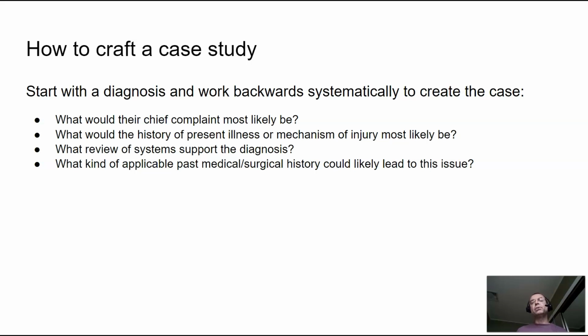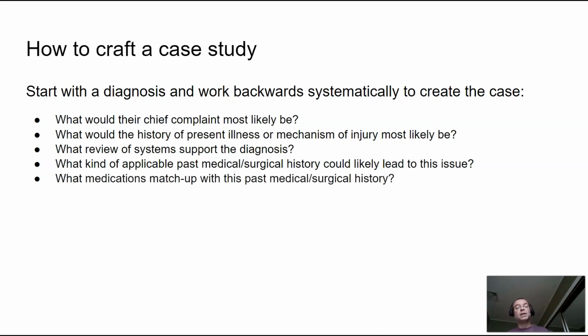What kind of past medical or surgical history would lead to this issue? For example, if we're thinking about a hemorrhagic stroke as our final diagnosis, it would probably be a good idea to have hypertension or hypercholesterolemia, hyperlipidemia as part of our past medical history to help support that. The medications that our patient is on need to match up with their past medical and past surgical history.